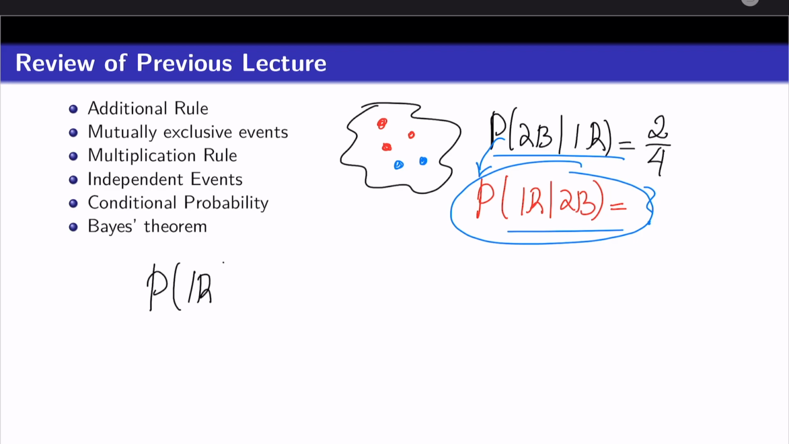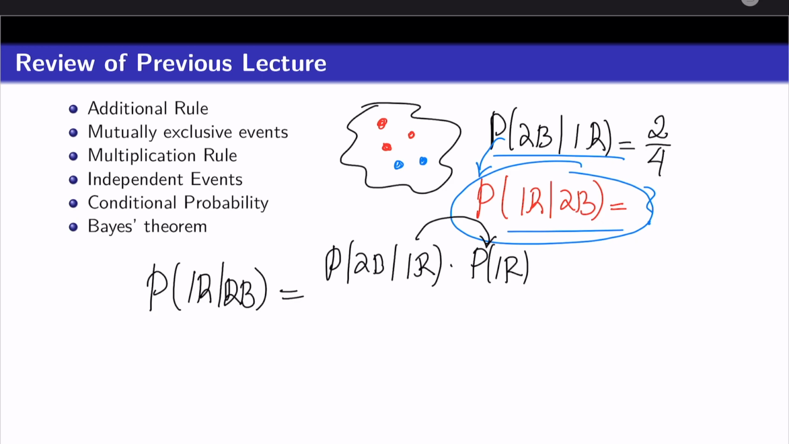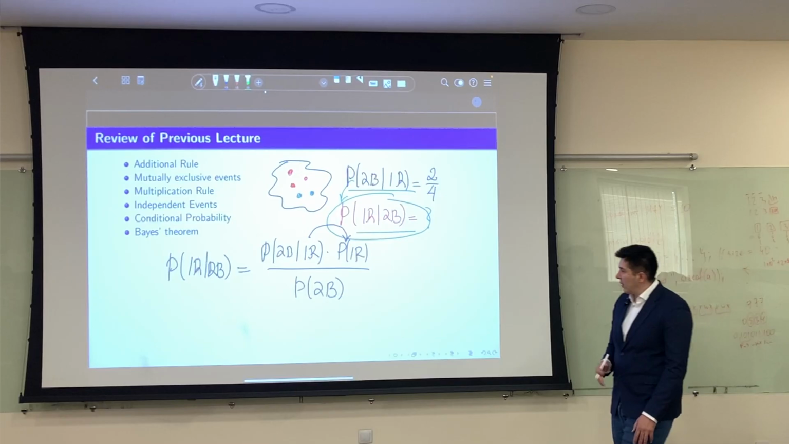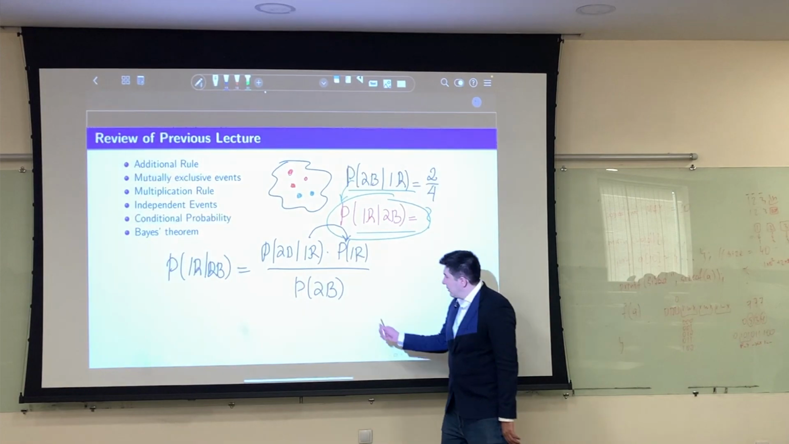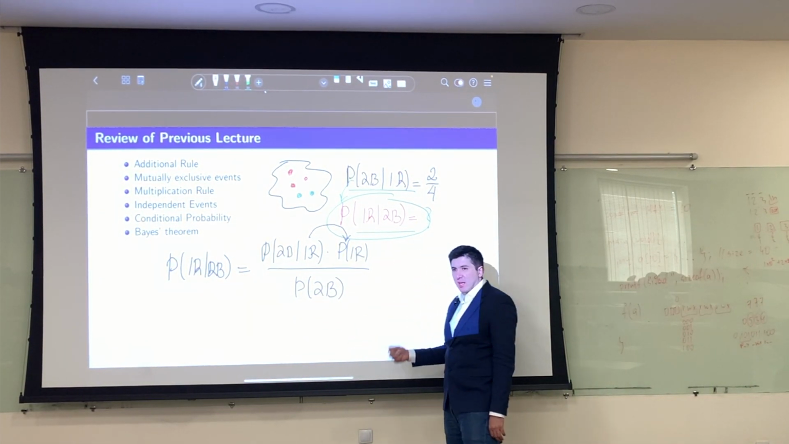So 1R given 2B. One way to memorize the formula is like this. You just need to swap the places of this conditional probability. It is going to be the probability of 2B given 1R times the probability of 1R. Then the second probability is just going to jump over. And everything is divided by what? By the probability of choosing the second ball to be blue. So more or less everything here is going to be straightforward to calculate, except this one, the probability of choosing the second ball to be blue.